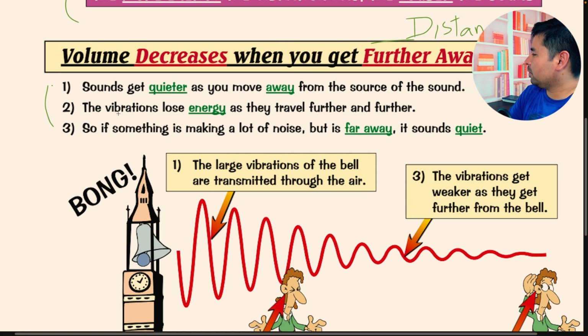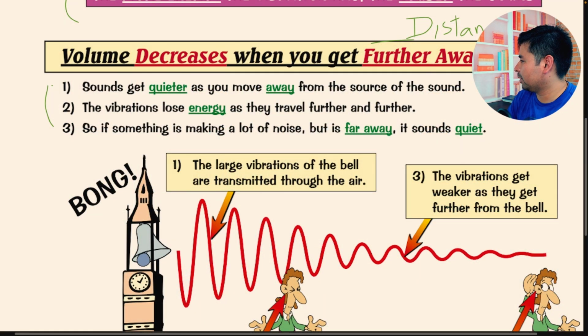And number three, if something is making a lot of noise but it's far away, it sounds quiet. So even though something is making maybe a big noise, if it's far away from you, you will not really hear that big sound, because it's very far from you. So the energy will start to decrease, will be really low and weak when it gets to you. So that's the idea of how this sound works. You get it? Are you understanding that? I hope so. So let's continue. Again, if you have questions, don't forget to ask me, right?